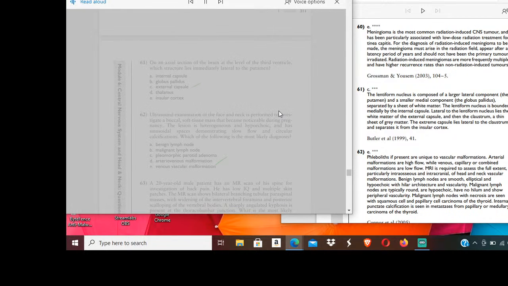Question 61. On an axial section of the brain at the level of the third ventricle, which structure lies immediately lateral to the putamen? A. Internal capsule. B. Globus pallidus. C. External capsule. D. Thalamus. E. Insular cortex.